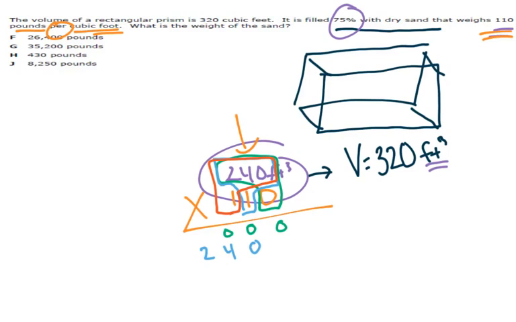1 times 0, starting underneath this red one, is 0. 1 times 4 is 4. 1 times 2 is 2. Add it all together. 0 plus nothing is 0. 0 plus 0 is 0. 0 plus 4 plus 0 is 4. 2 plus 4 is 6. 2 plus nothing is 2. No decimals. My answer would be F.